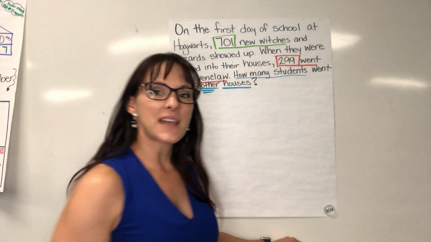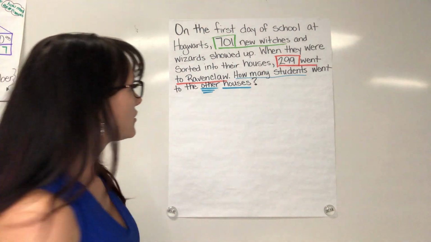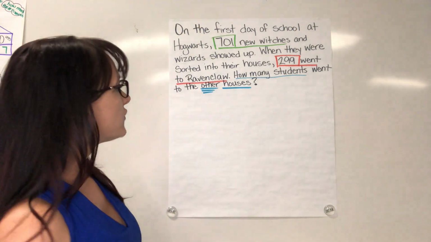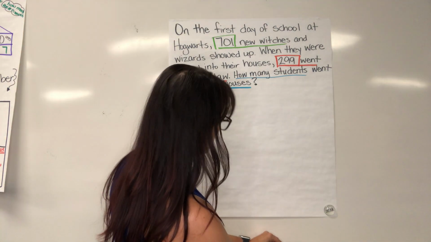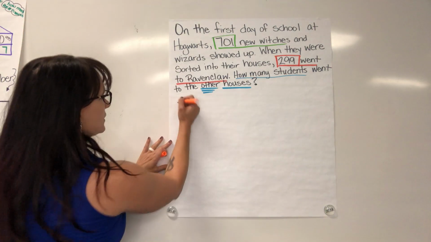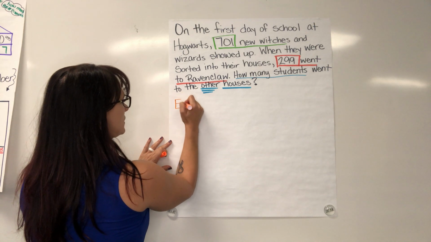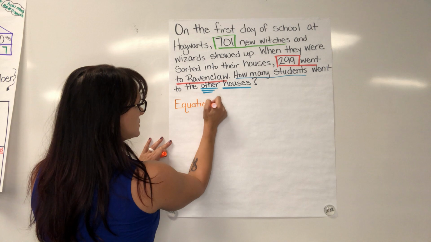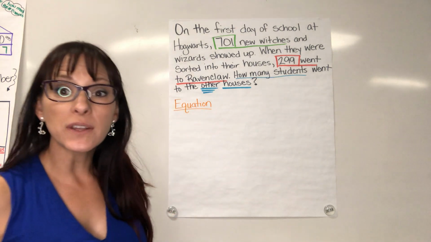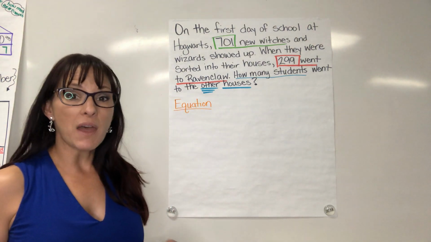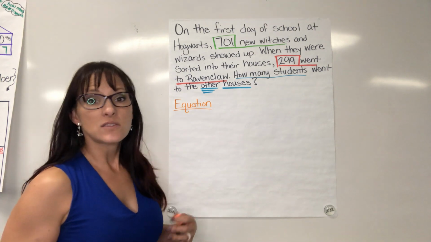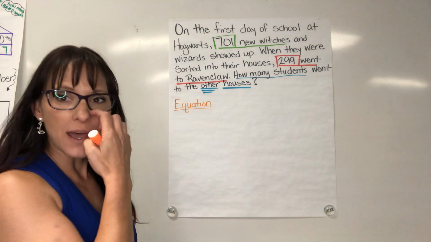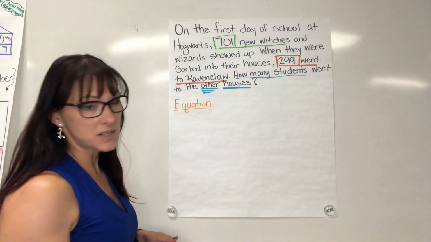What is our equation for our story? So we need to know what our equation is for the story. And if you remember, equation is the same as a number sentence. So what is the equation? What is it that we are having to do with these numbers?